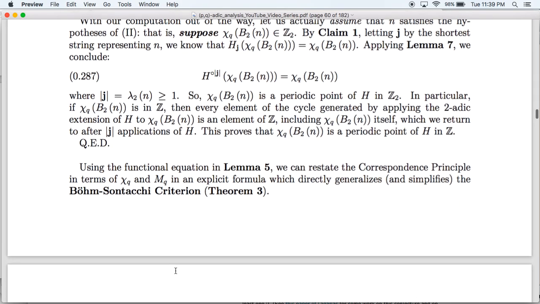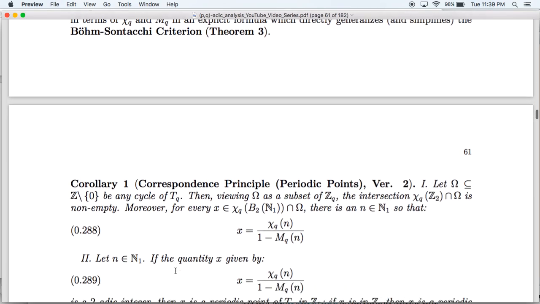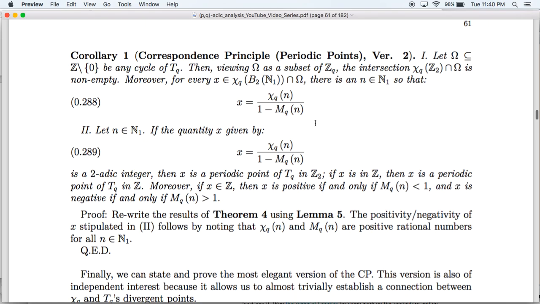Now we have the black sheep. So this is the Böhm-Sontacchi criterion type formula, and here let omega be not a cycle of TQ, doesn't contain 0. Then viewing omega in ZQ, the intersection of omega with the image of chi-q over the 2-adics is non-empty.